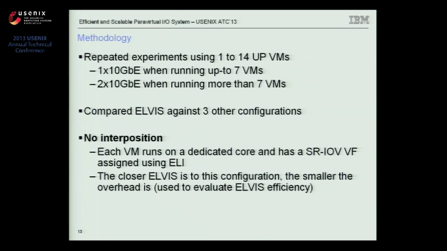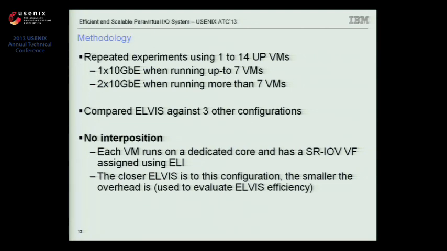And we compare Elvis against 3 different configurations. The first configuration is what we call no interposition. In this configuration, we use SRIOV and ELI, so we don't have any hypervisor intervention in the I/O path. And we dedicate a core for each virtual machine, each vCPU which we were running. We use this configuration to measure Elvis efficiency. The closer Elvis is to no interposition, the more efficient Elvis is.